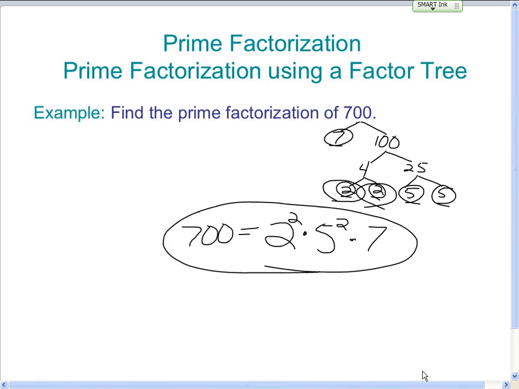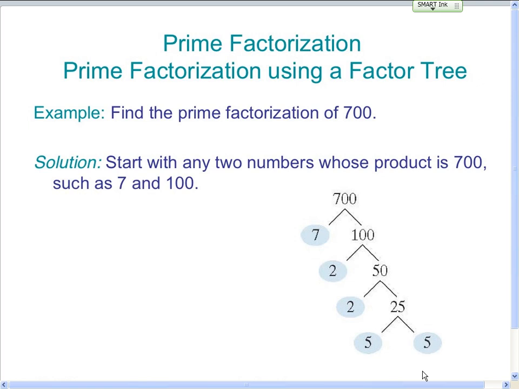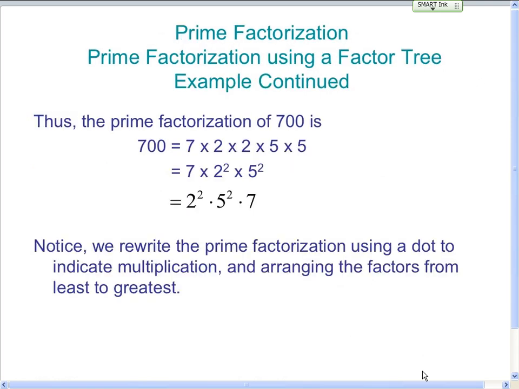Now remember, when you're doing prime factorization, each of these factors has to be a prime number. We also typically arrange the factors from smallest to largest. It doesn't matter, but it's just easier.